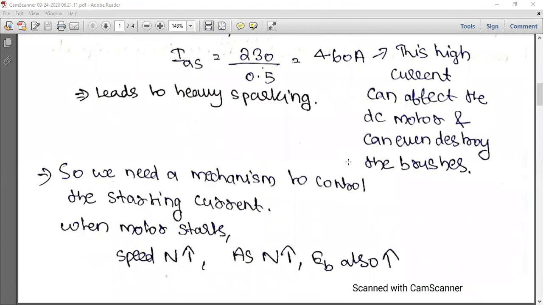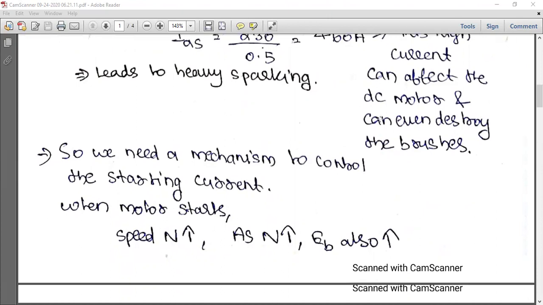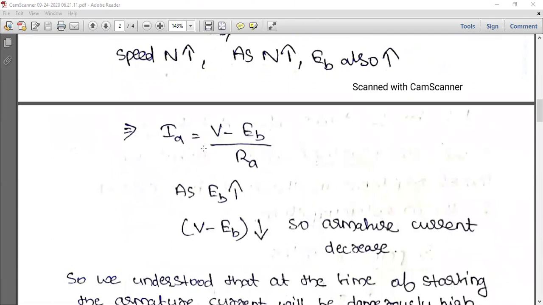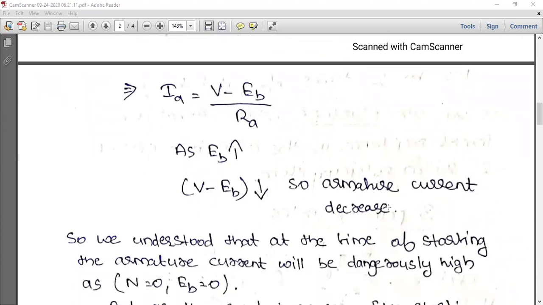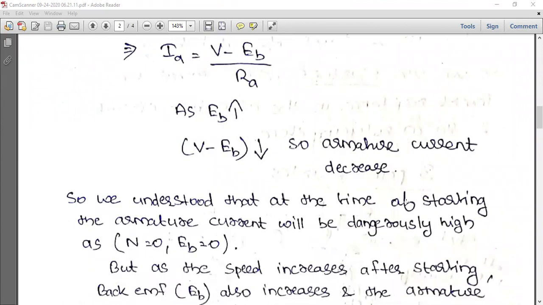So after the motor starts, it begins to gain speed. So the speed will be increasing. As the speed increases, the back EMF also increases. So Ia is equal to (V minus Eb) by Ra. As Eb increases, V minus Eb decreases. So armature current decreases.